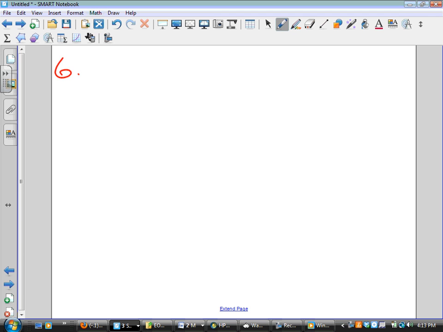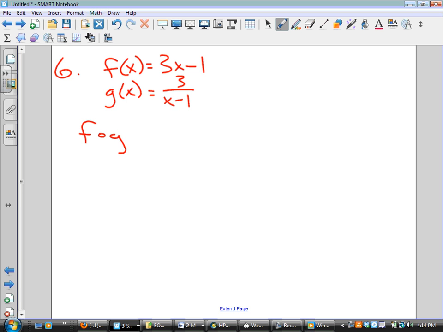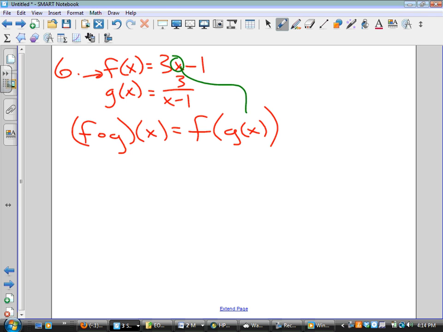Okay, so number 6 gives us two functions, f of x and g of x. It asks us to calculate the composition and then find the domain of that composition. So it says, what is f of g, which can be rewritten as f of g of x. We want to go to the function f, and replace the input x with our input, which is g of x, the entire function g of x.